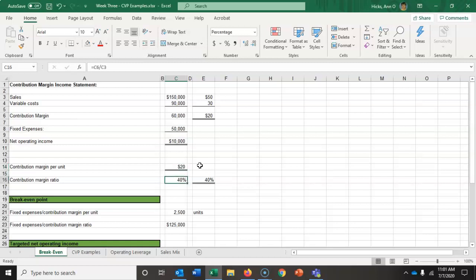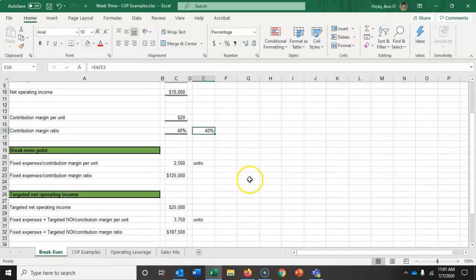Now, we can define contribution margin in another way as well. We can define it as a ratio. This would be a ratio of sales. So I've calculated it at 40%. I calculated it a couple of ways. One is I took the total contribution margin of $60,000, divided it by the total sales of $150,000 to come up with 40%. You can also do that on a per unit basis. So I took the $20 contribution margin per unit, divided it by the sales price per unit of $50, and still came up with 40%. A lot of it depends on what data you have available to you.